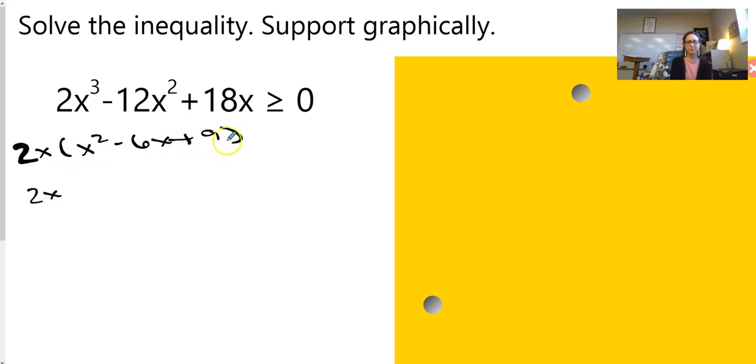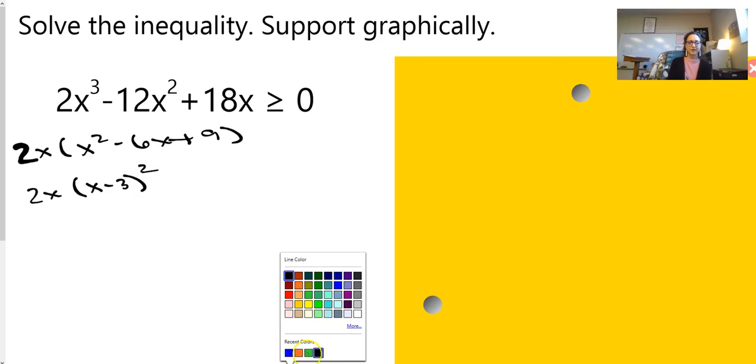Now take a look at this trinomial. What multiplies to be 9 and adds to be negative 6? That'll be negative 3 and negative 3, right? So x minus 3 quantity squared. All right, let's take a look.